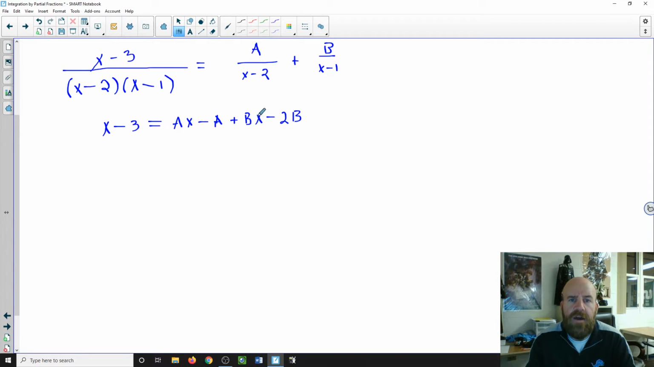And we go ahead and group like terms together, so ax and bx would go together, and I would factor out an x. So we have a plus b times x. And then we have these together, a negative a and a negative 2b. All that equals x minus 3.